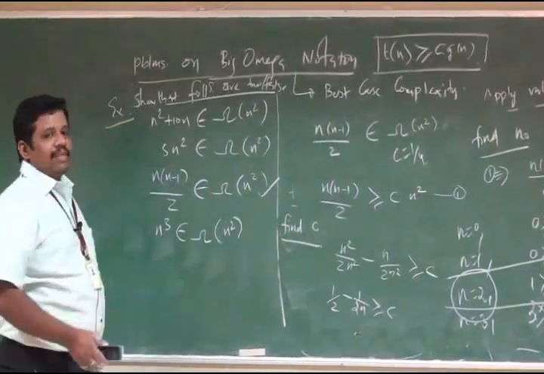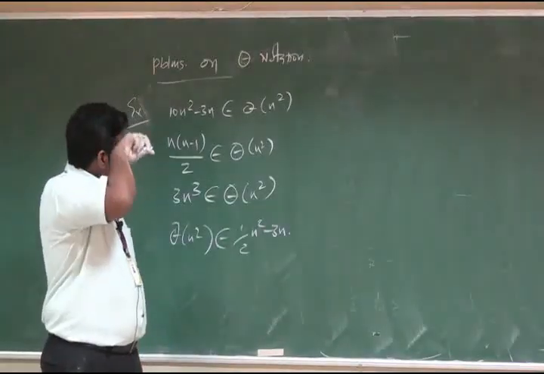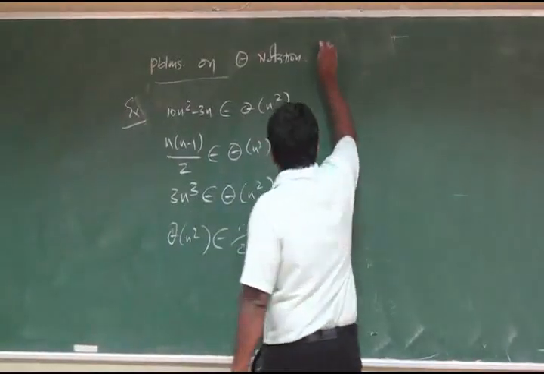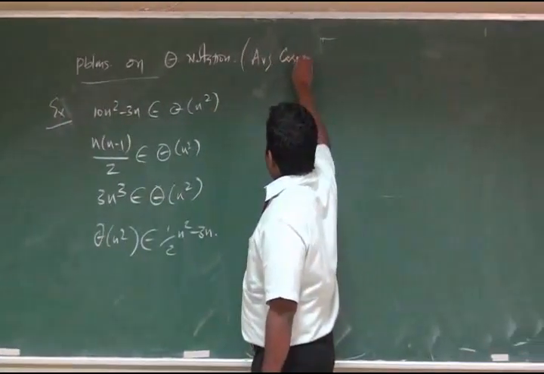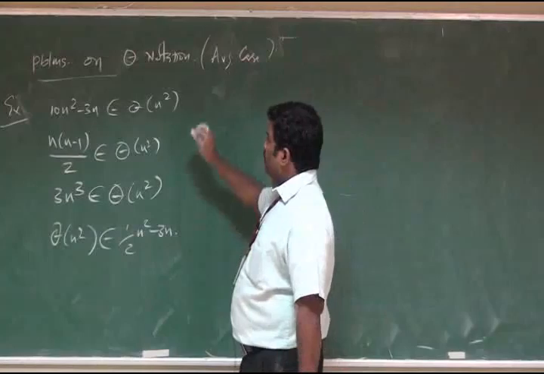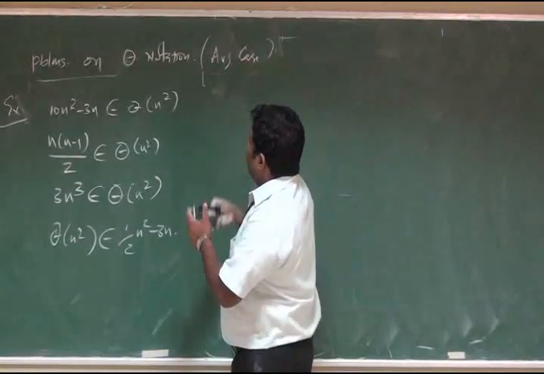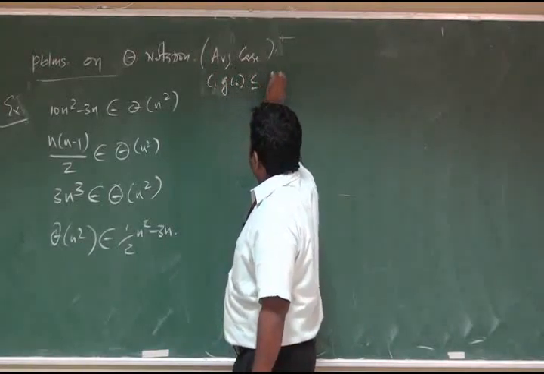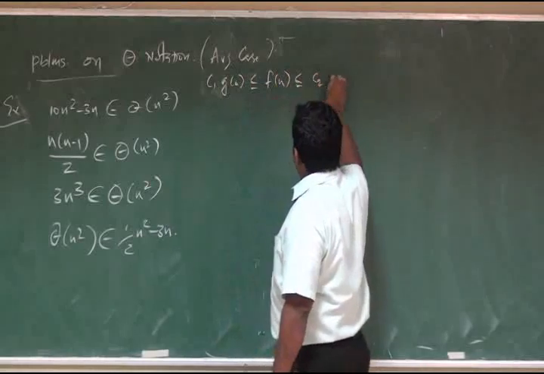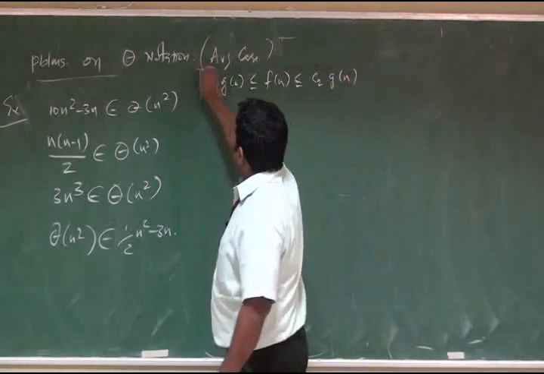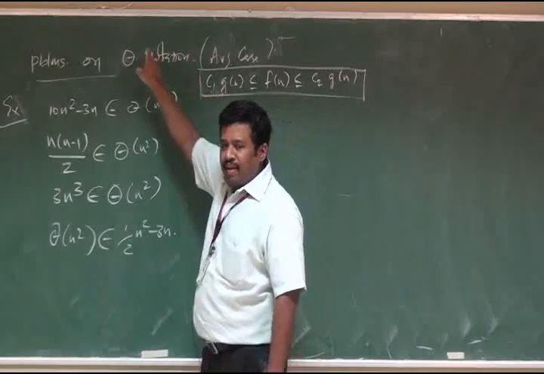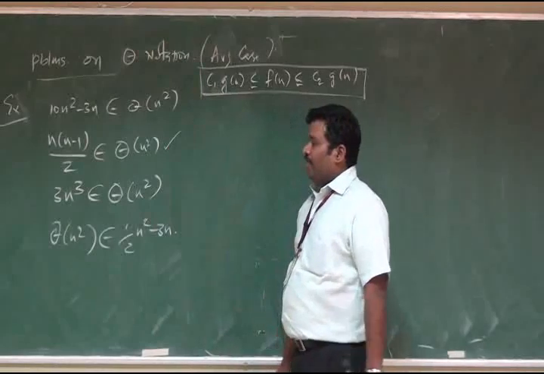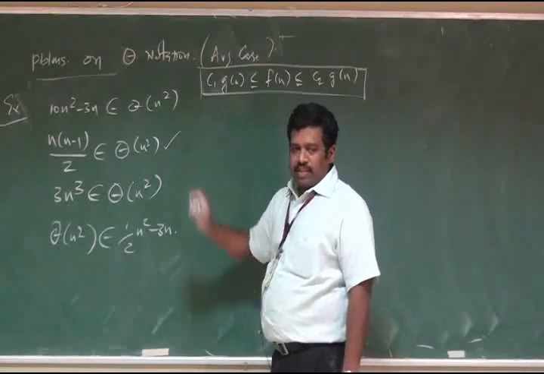Let's see some of the examples related with the theta notation. It is mainly used to analyze the average case complexity of an algorithm. So technically, with reference to mathematical notation, it is represented as C1 g of n less than or equal to f of n less than or equal to C2 g of n. So this is the mathematical formulation for theta notation. Let's solve the problem for n into n minus 1 by 2 belonging to theta of n square, whether it belongs to theta notation or not.